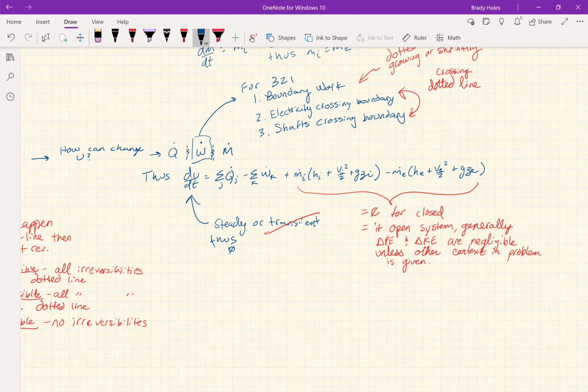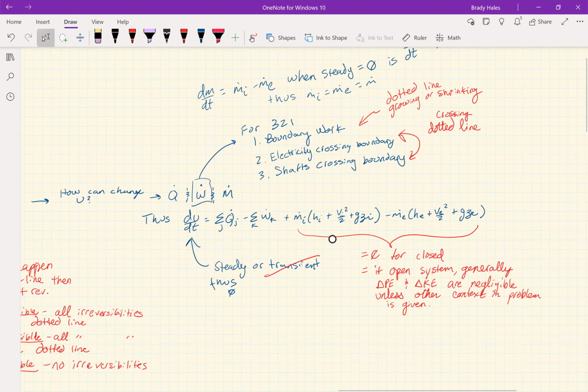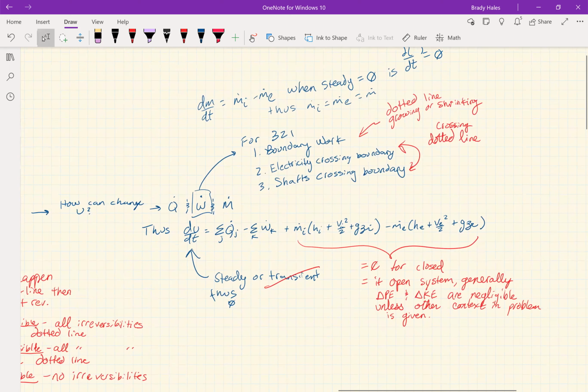If it's a closed system, we take out the mass interactions. Heat is probably relatively easy to know if it's there. And then work, we have these three terms right here, right? Do we have boundary work, where this would be the integral of PdV? Then, are there any electrical wires crossing the boundary? Are there any shafts crossing the boundary, right? And that tells you if there's any work interactions.